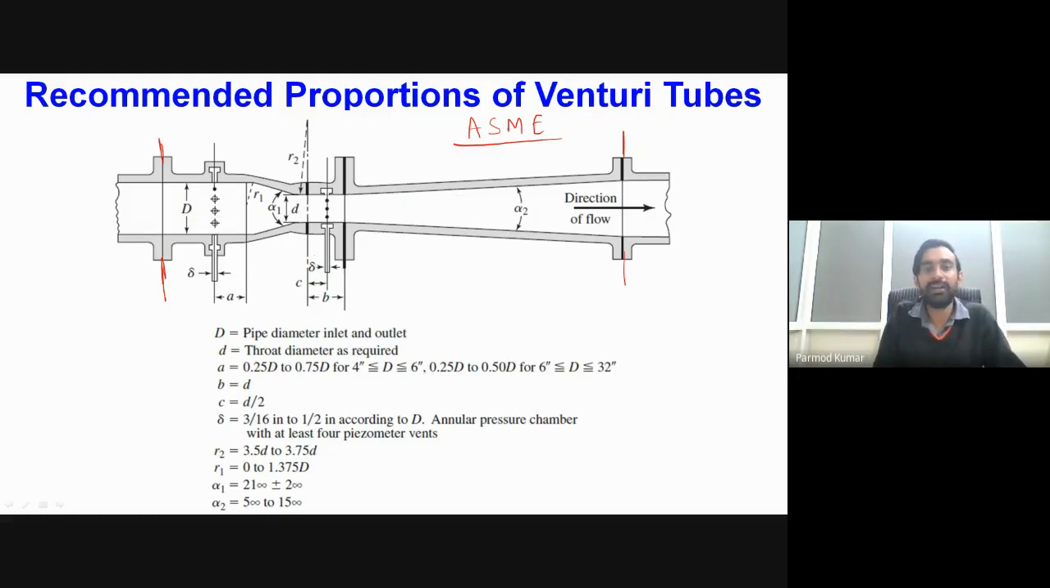Then you can see over here in this particular arrangement we are having some convergent section, then we are having throat section, then we are having divergent section. Okay, so you are having different parameters. For example, you can see over here this A, B, C, delta are the different dimensions, and what are the proportions which should be used to obtain the standard Venturi meter, so that you can see over here.